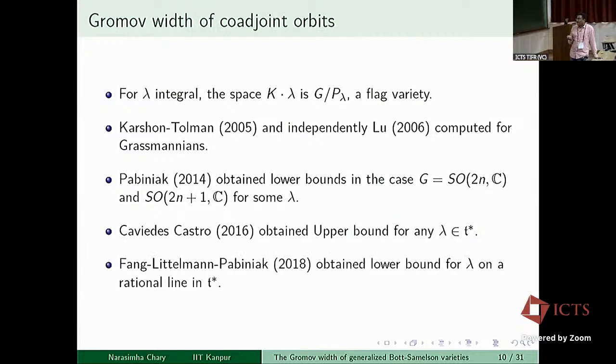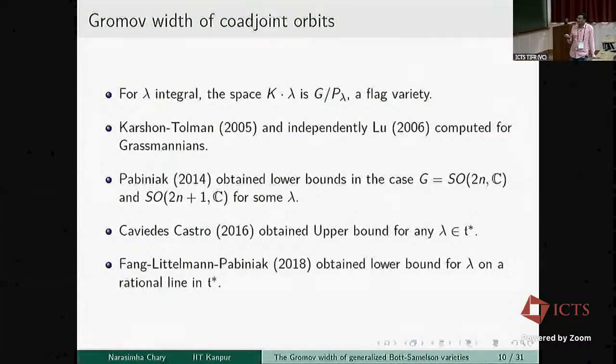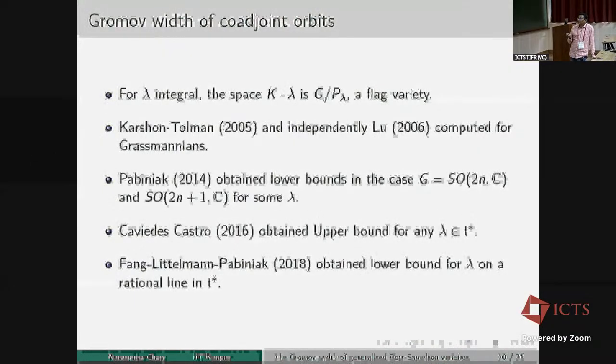Another thing is that the upper bound is there in some sense for coadjoint orbits, but the lower bound is there only for a few cases, like in these types. Fang, Littelmann, and Pabiniak computed the lower bound, but they wanted to use algebraic techniques, so they wanted to lie inside the flag varieties. That is why they assumed lambda lies on a rational line. You know that the conformality property of the Gromov width holds, so you can multiply by some number and get an integral one. That is why you can do it for any rational element in t star.